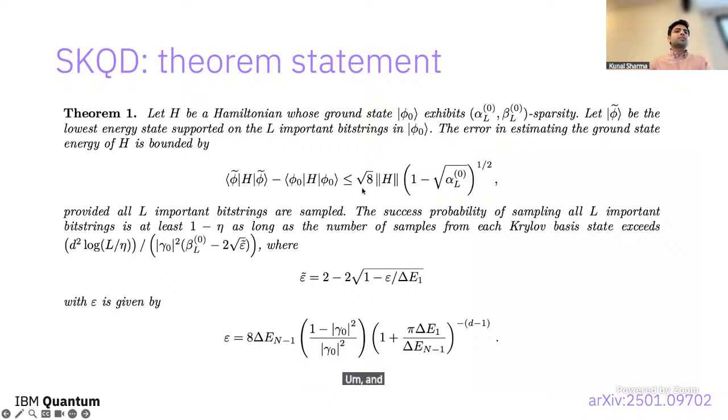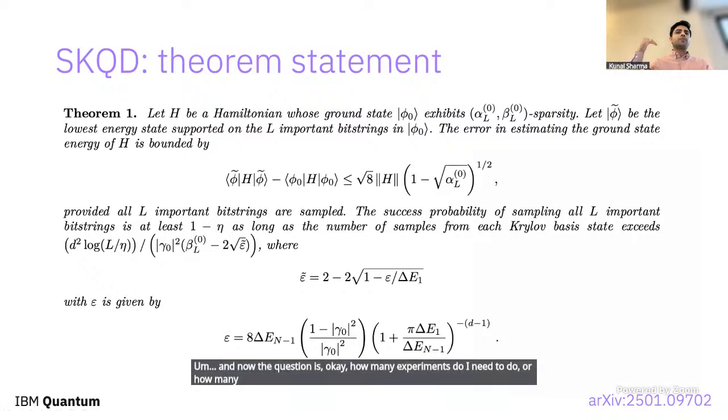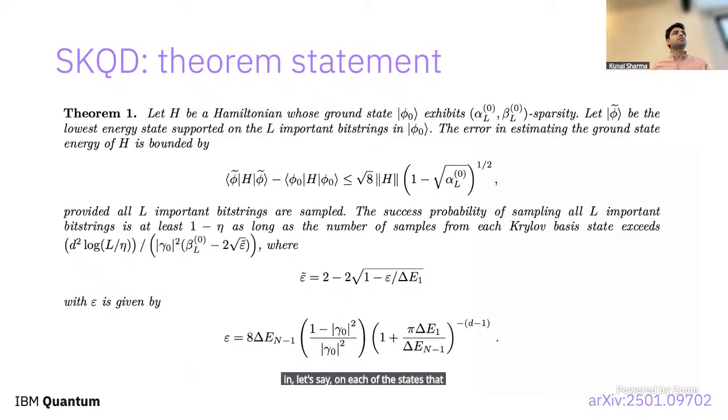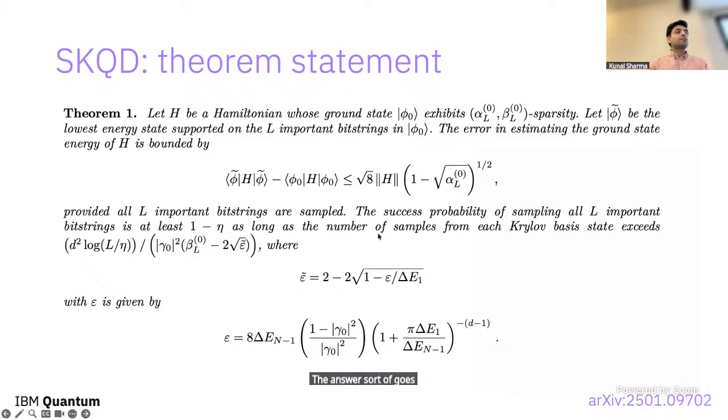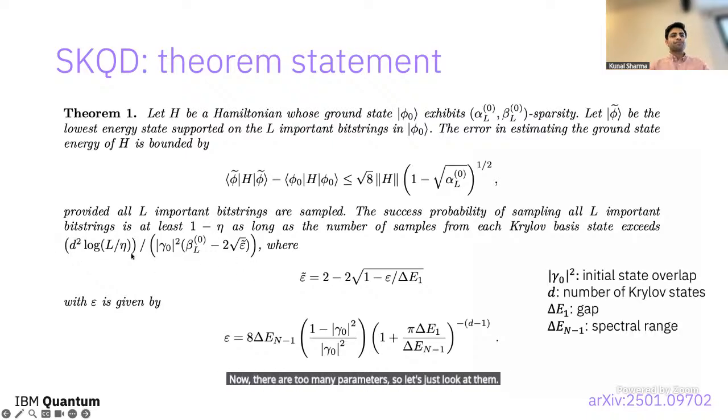And now the question is, okay, how many experiments do I need to do, or how many shots do I have to spend on each of the states that I was preparing earlier? So phi reference state followed by time evolution circuits. The answer goes as follows. Suppose I wanted to achieve some epsilon additive error. Then the number of experiments that I need to do scales like this. Now there are too many parameters, so let's just look at them.